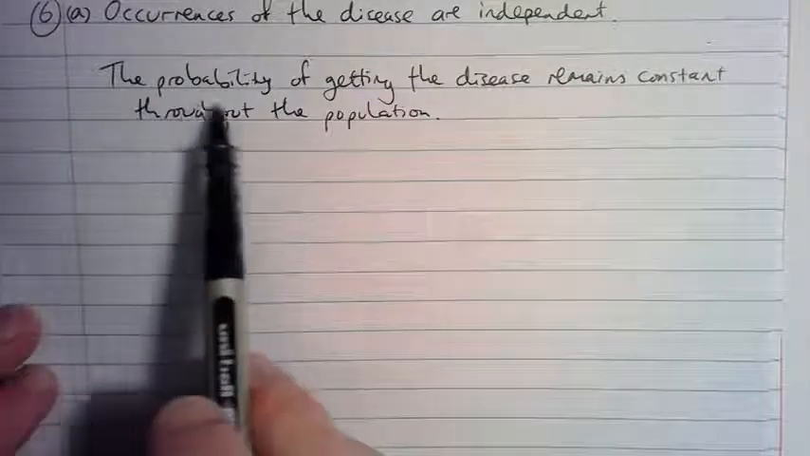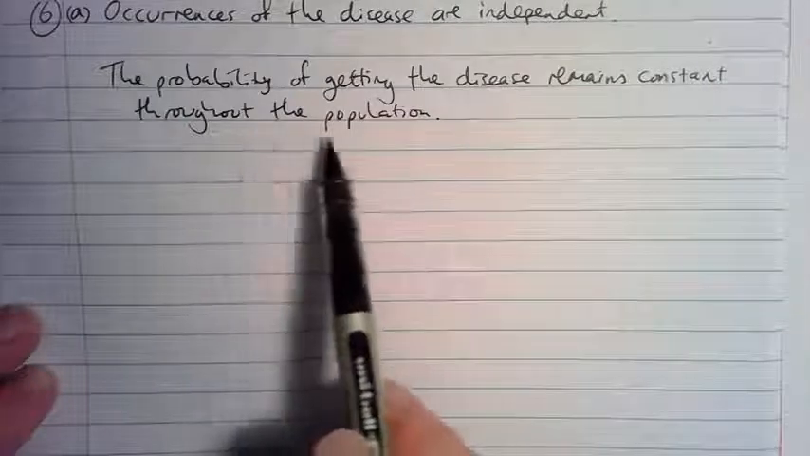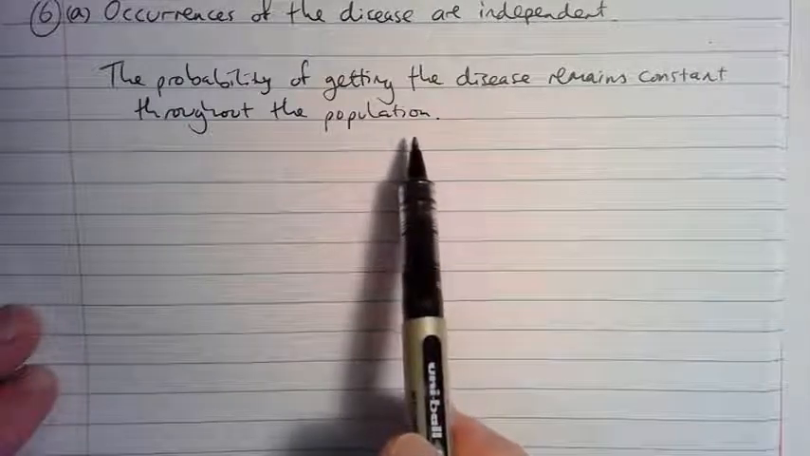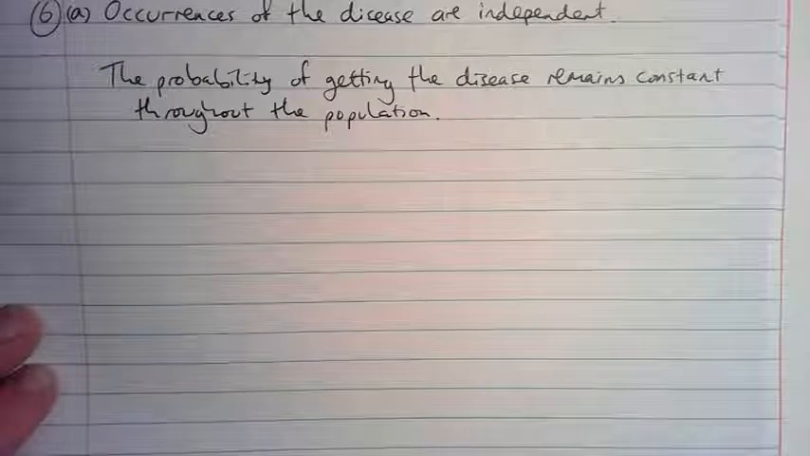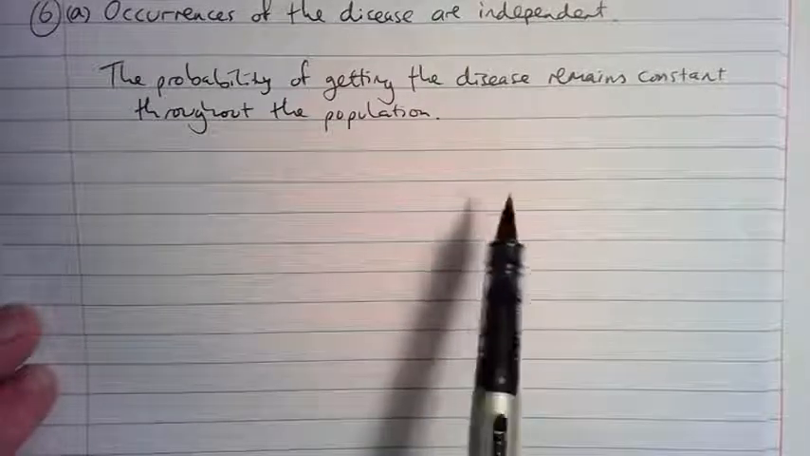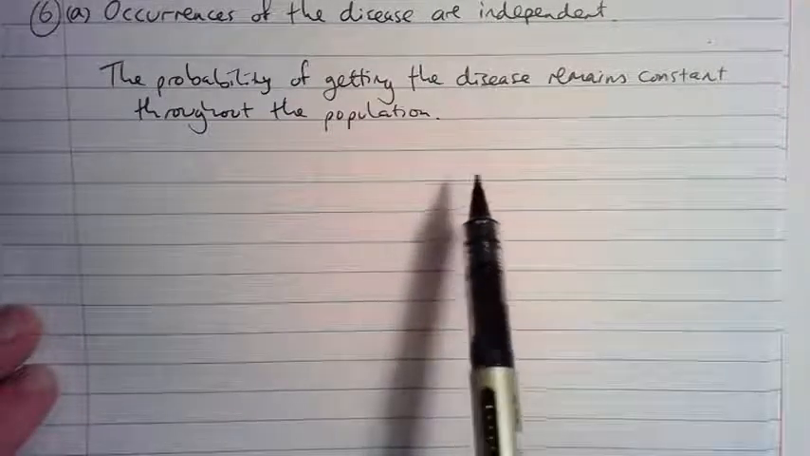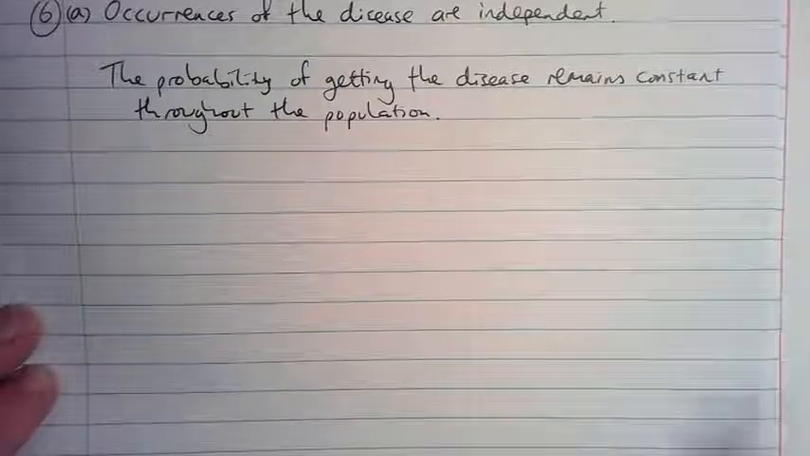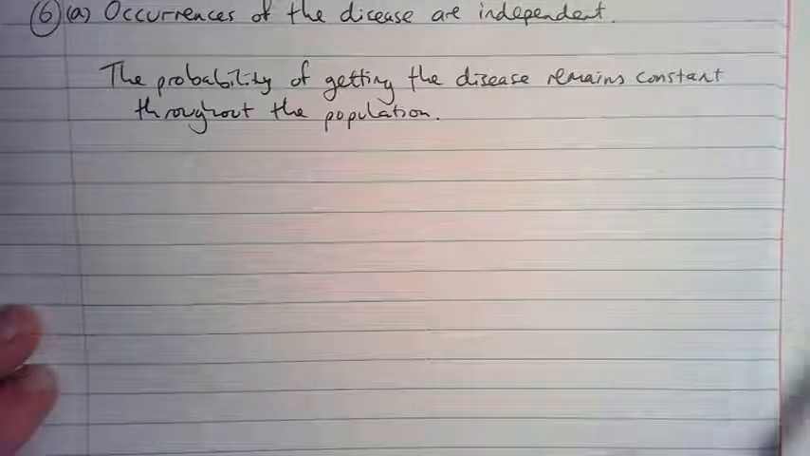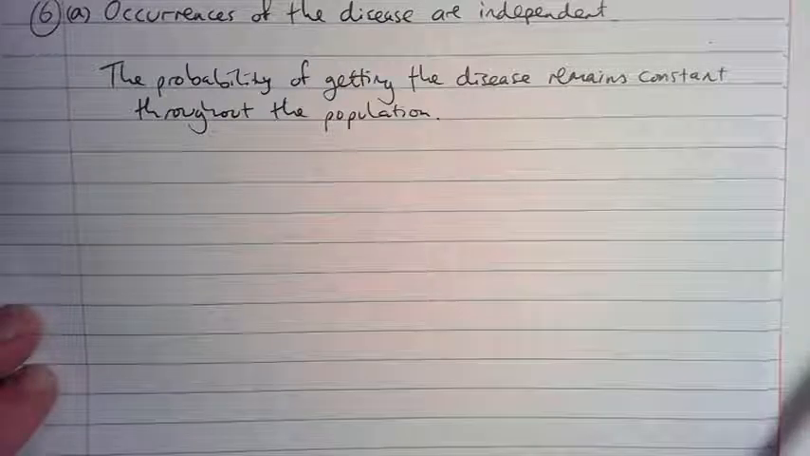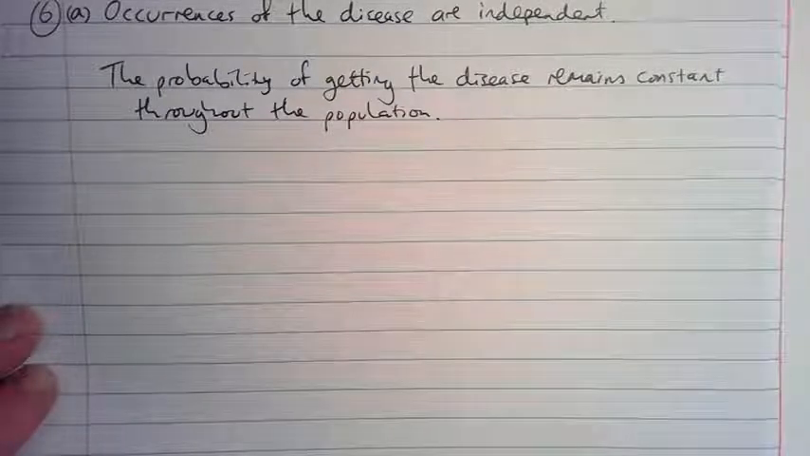And secondly, the probability of getting the disease remains constant throughout the population. You could think of this as if the population was literally the population of the UK, for example, then the chance of the disease occurring in a person in London would be just as likely as the chance that the disease would occur in a person in Birmingham, for example.